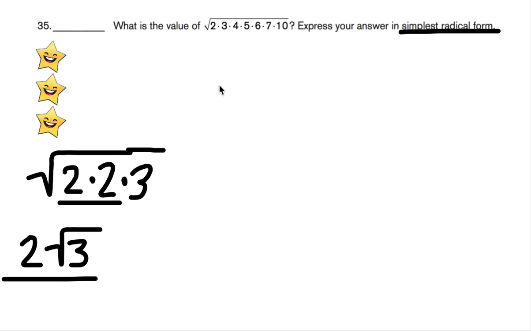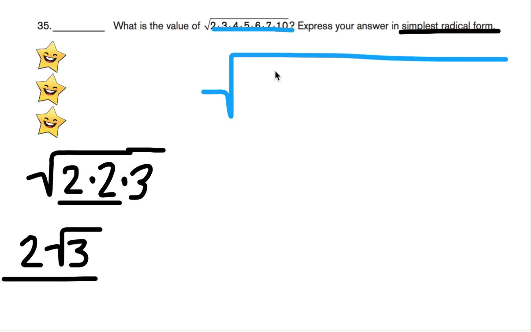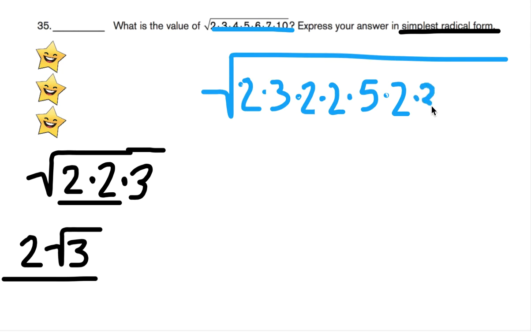So for this one up here, let's break all of these numbers down into their prime factorization. So 2 times 3, now times 4, we can break 4 into 2 times 2, times 5, times 6, which is 2 times 3, times 7, and then 10 is 2 times 5.